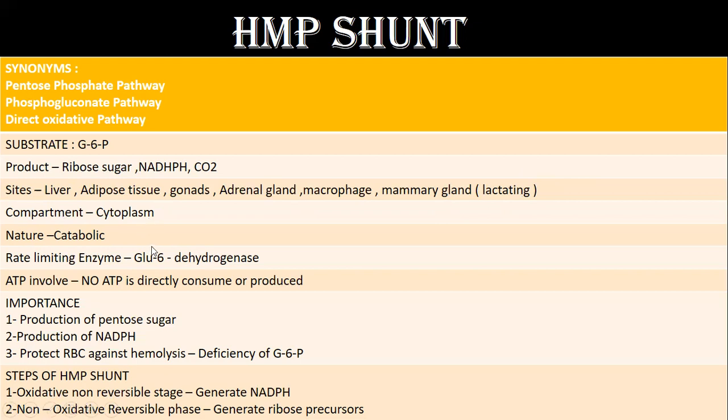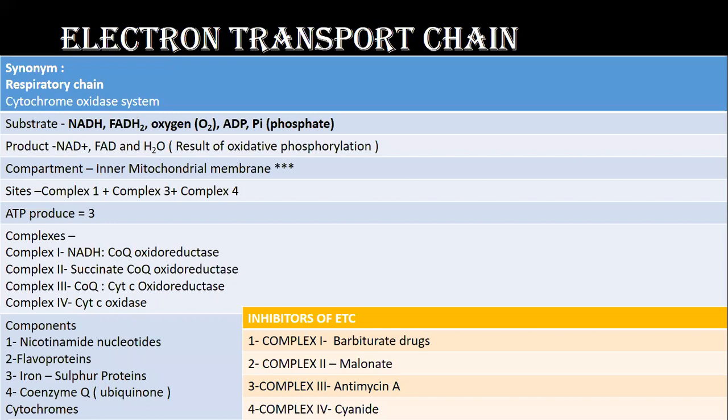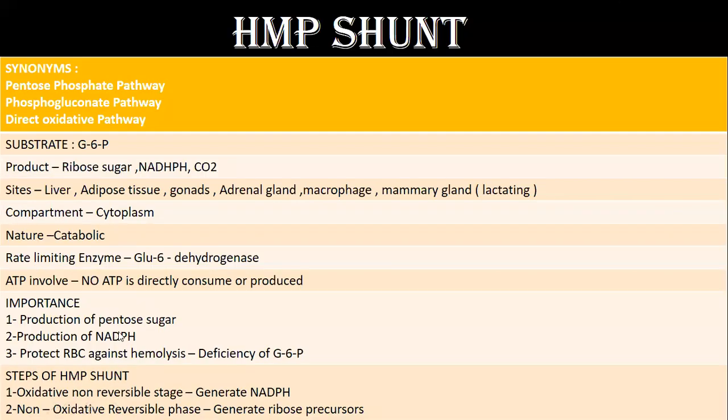Compartment is cytoplasm. Nature is catabolic and anabolic. We have already seen this in our first slide. Rate limiting enzyme is glucose 6-phosphate dehydrogenase. No ATP is consumed directly or produced. Its importance is in the production of pentose sugar, mostly ribose sugar, for nucleotide and nucleic acid synthesis. Then we have the production of NADPH. Write down the importance of NADPH production.